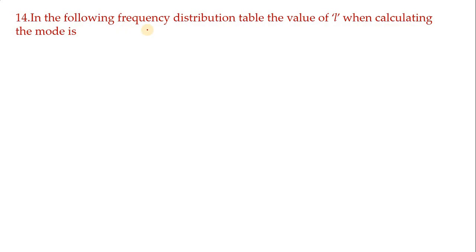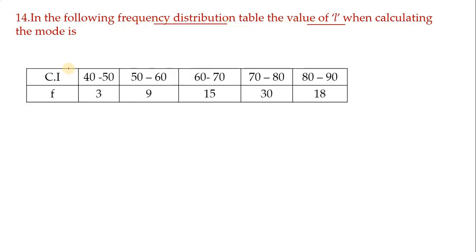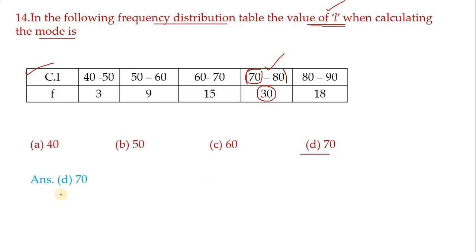Move on to the next one. In the following frequency distribution table, the value of L when calculating the mode is, and it is the given table. They are talking about the mode and asking for the value of L. To identify the L value, first we want to identify the highest frequency. Here the highest frequency is 30. 30 belongs to this class interval, 70 to 80. L means the lower limit of the modal class. So 70 is the lower limit. Hence the correct option is D.